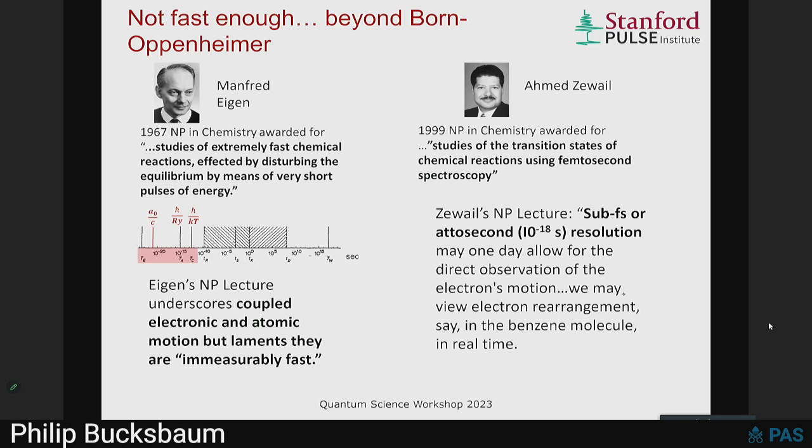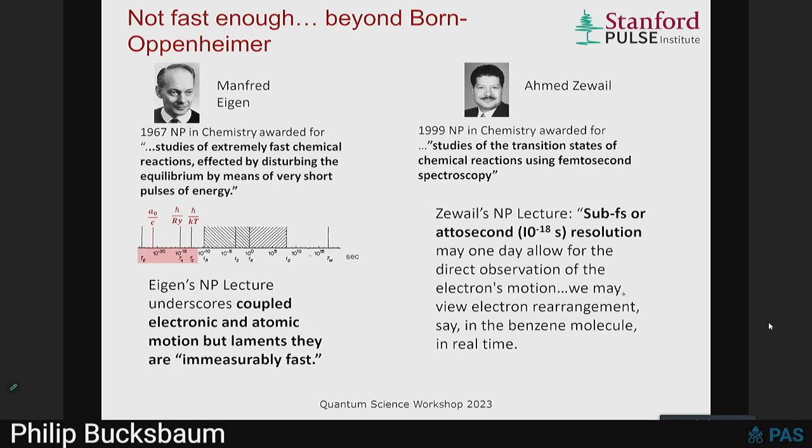You can look at, I could describe this in a number of ways, but I really like some of the comments that came out of people who gave talks in Stockholm after they won the Nobel Prize. Manfred Eigen won a Nobel Prize for learning how to look at fast chemical reactions and pointed out that the really good stuff to look at was immeasurably fast in 1967.